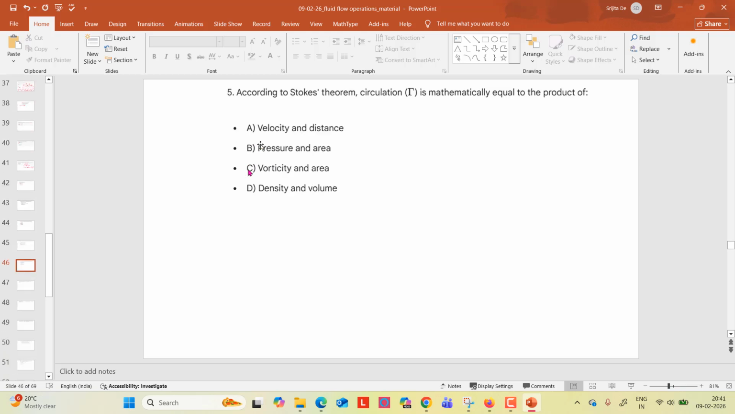According to Stokes' theorem, circulation is mathematically equal to the product of which quantities? Velocity and distance, pressure and area, vorticity and area, or density and volume. So it is the vorticity and area. Option C. So this is vorticity omega into A.